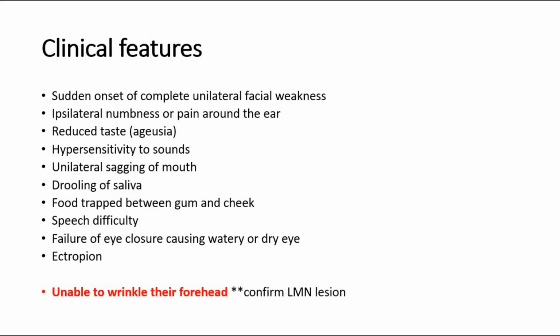Other clinical features include unilateral sagging of the mouth, drooling of saliva, food trapped between the gum and the cheek, which may be complained of by the patient, difficulty in speech, or failure of eye closure due to facial nerve palsy may cause a watery or dry eye. It can also cause ectropion, which is turning out of the lower eyelid, injury from foreign bodies, or conjunctivitis due to failure of eye closure and also due to dry eyes.